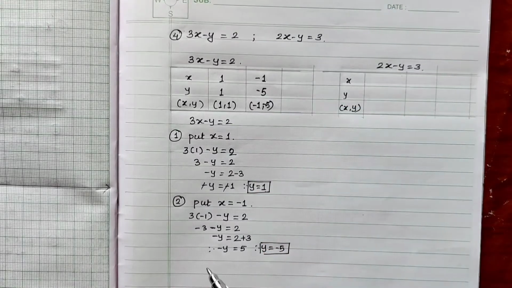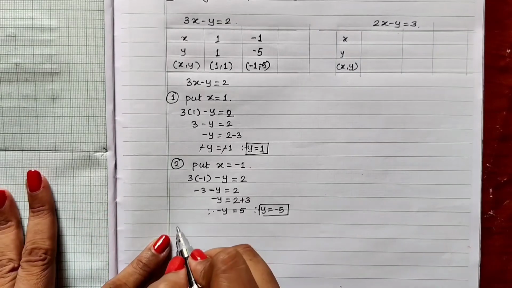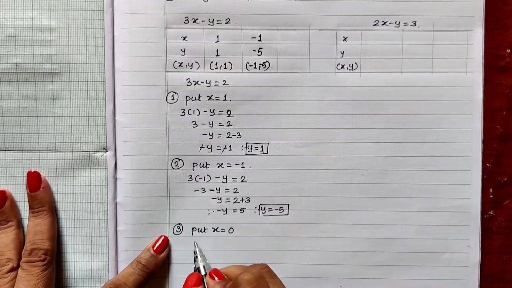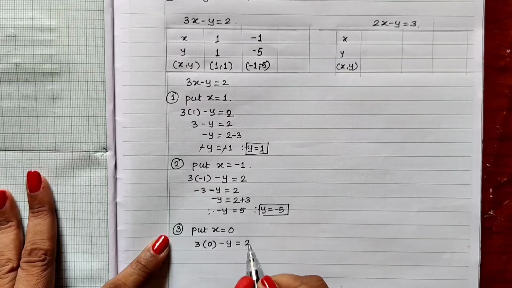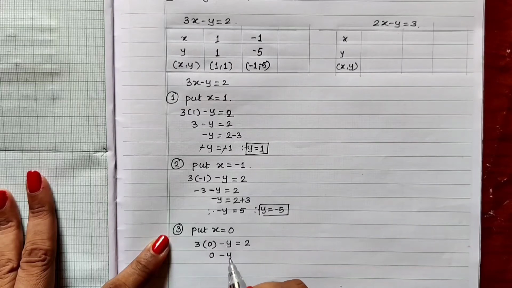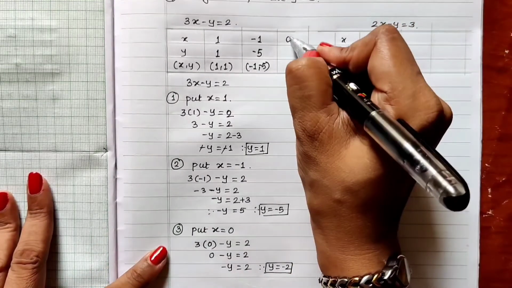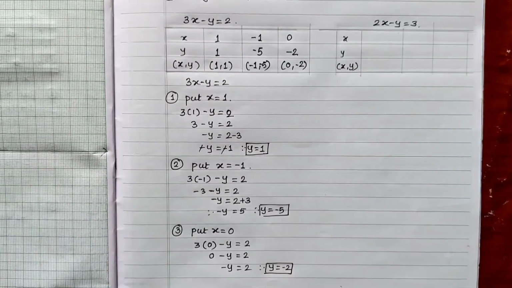Let us put x is equal to 0 now. Let us see what will be the value for y. Third, put x is equal to 0 now. In place of x we will be writing 0. Minus y is equal to 2. So 3 into 0 is 0. Minus y is equal to 2. So minus y is equal to 2 means what? y is equal to minus 2. So in this way we have got three values. x is equal to 0, we get y is equal to minus 2. So it is 0, minus 2.